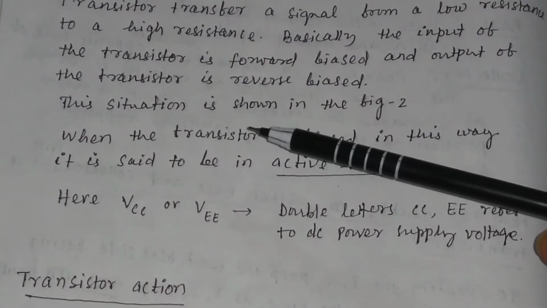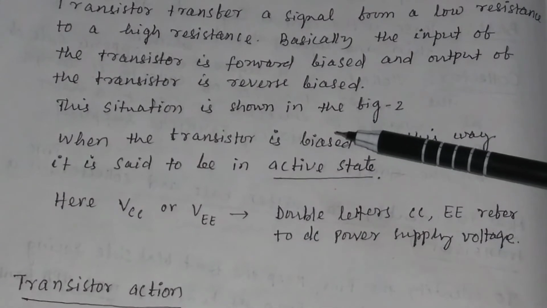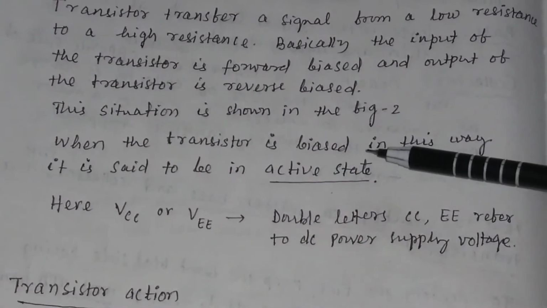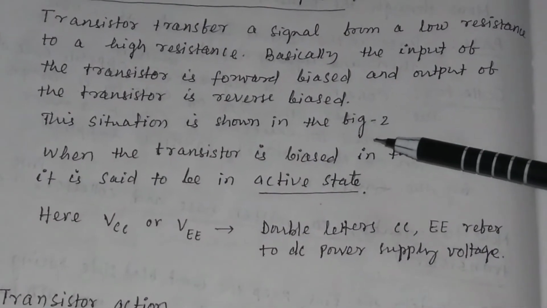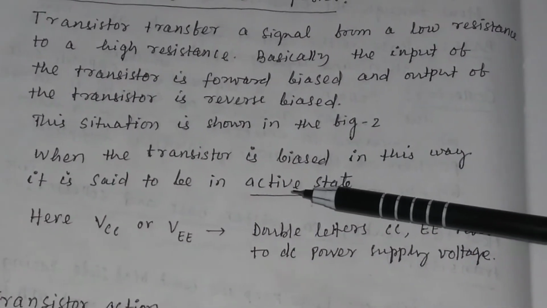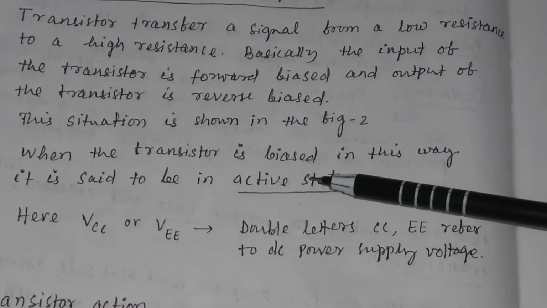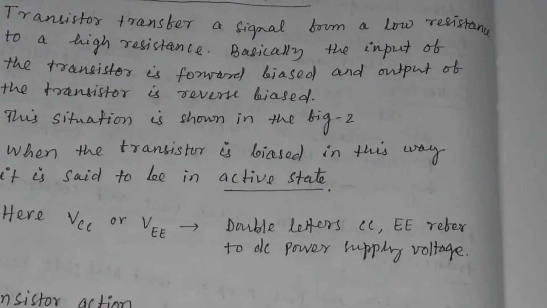That means the strength of the signal increases. When the transistor is biased in this way, that means the input is forward biased and the output is reverse biased, it is said to be in the active state. Now we will see the circuit diagram for the biasing of the transistor.